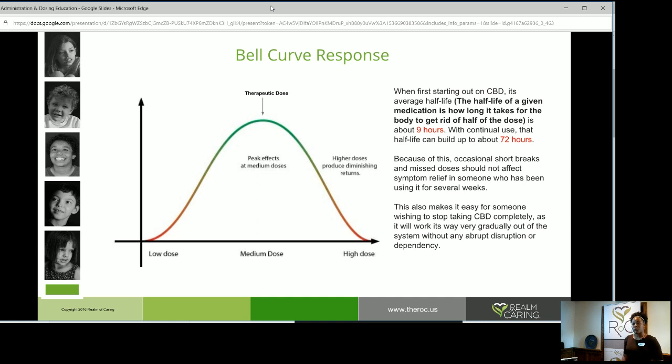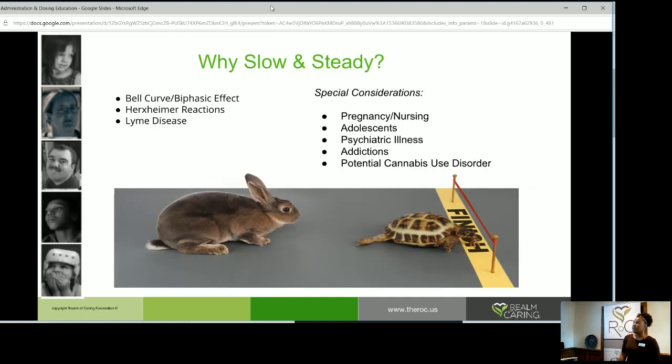For THC, a little longer, maybe upwards of 30 days for some individuals, depending on your body weight, how much you've been taking THC, and for how long. So why slow and steady? Because of the bell curve response. Like I mentioned, we want to find the lowest dose that provides the maximum benefit.